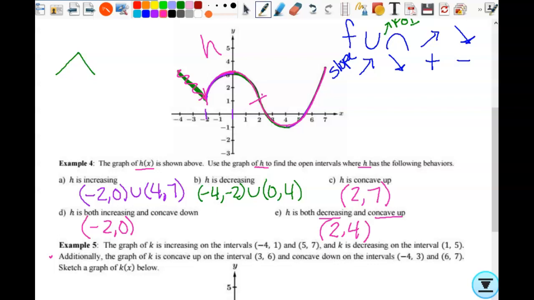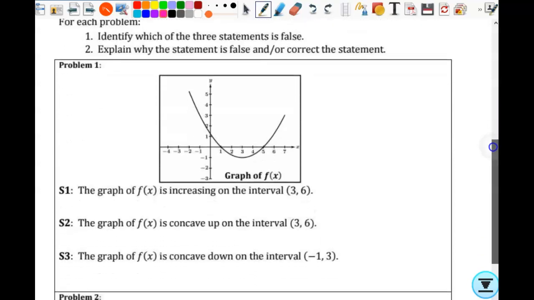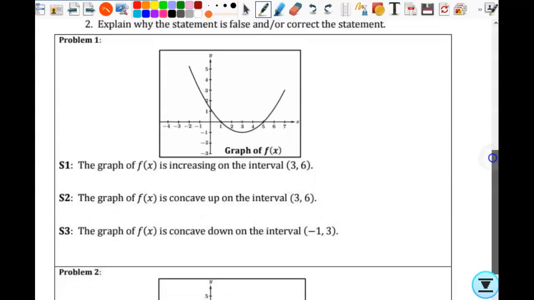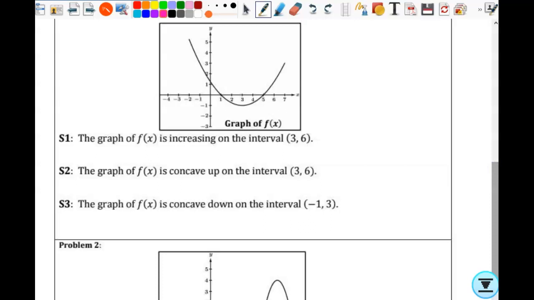Start with number 1. Let's look at that one first. Okay. So there's 3 statements on each one of these. We're going to identify which of the 3 statements is false and explain why it's false or correct the statement, one of the 2.